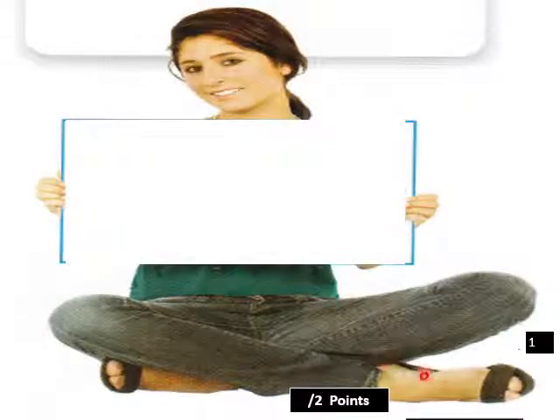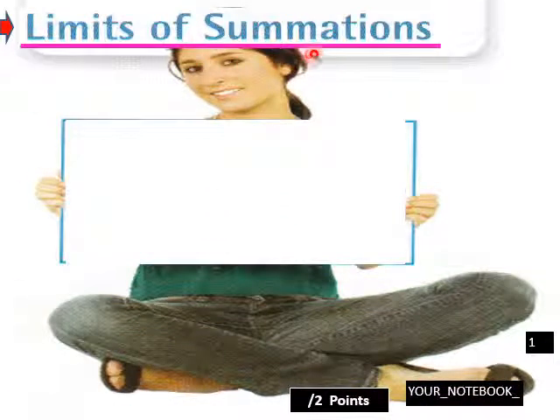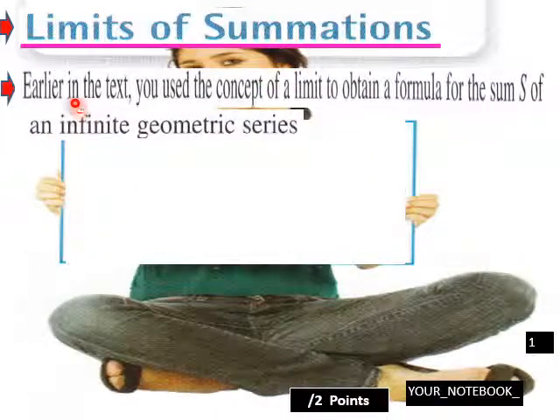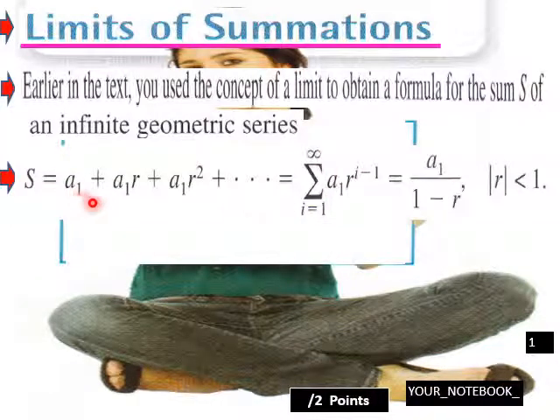Into our lesson today, we start right off with a notebook entry here. Limits of summation. Earlier in the text, you used the concept of a limit to obtain a formula for the sum S of an infinite geometric series. This is your formula for finding the sum of an infinite geometric series: S equals a1 plus a1r plus a1r squared plus dot dot dot.